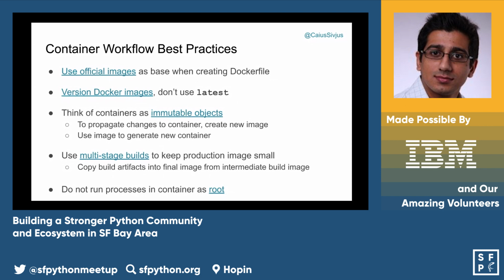There's another really awesome workflow called multi-stage builds, and this helps you create your production images to be really small. And so what it's going to do, it's going to have intermediate build images that allow you to create artifacts, and then you can copy artifacts from these intermediate images to your final production image. And in my workflows, you saw me use root. That was just the easy way forward. But when you're doing this in production, make sure you're not running processes as root.